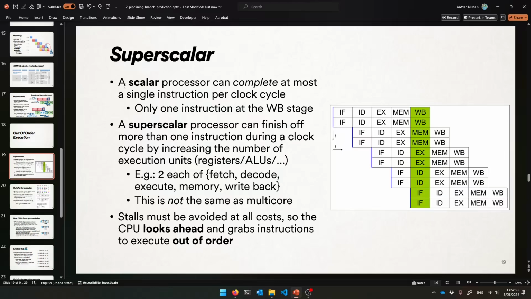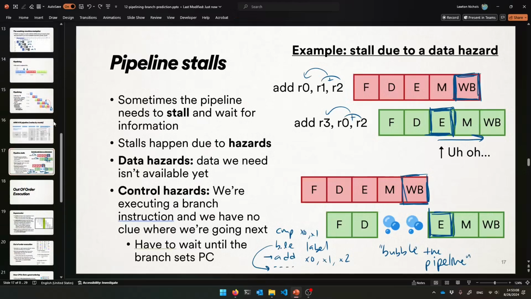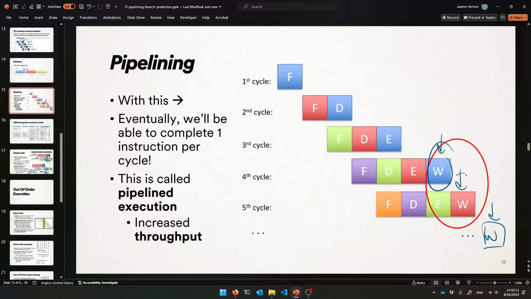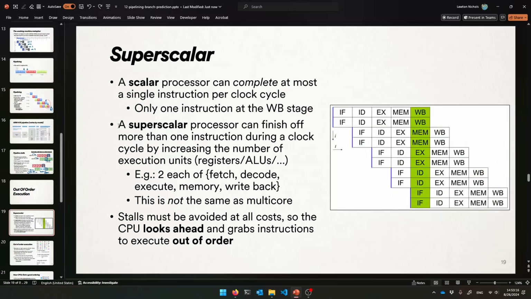A scalar processor is one that can complete at most one single instruction per clock cycle. So there's only one instruction at the write back stage at any given time. That's exactly what we've been talking about. It can at most do one write back every clock cycle. A superscalar processor, on the other hand, has, in the same core of your CPU, the ability to do a couple of fetches and decodes. It can work on multiple instructions at once. It could potentially be doing 2 write-backs every clock cycle. Does that make sense?